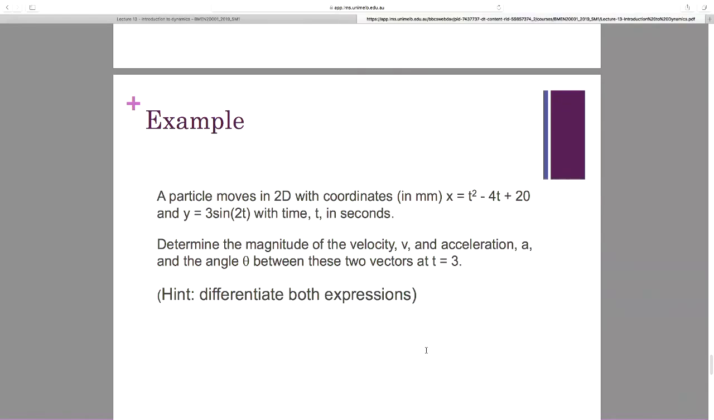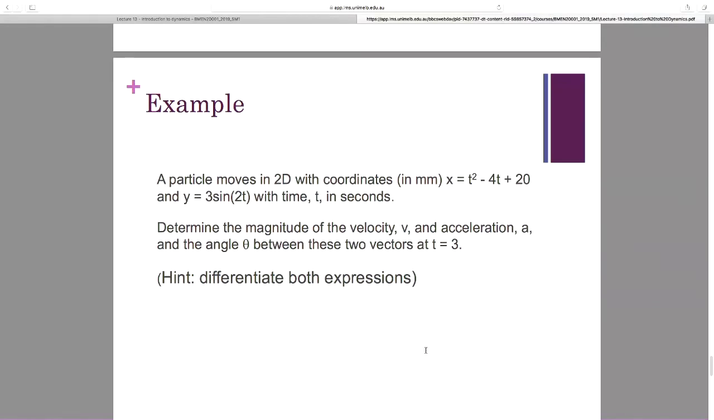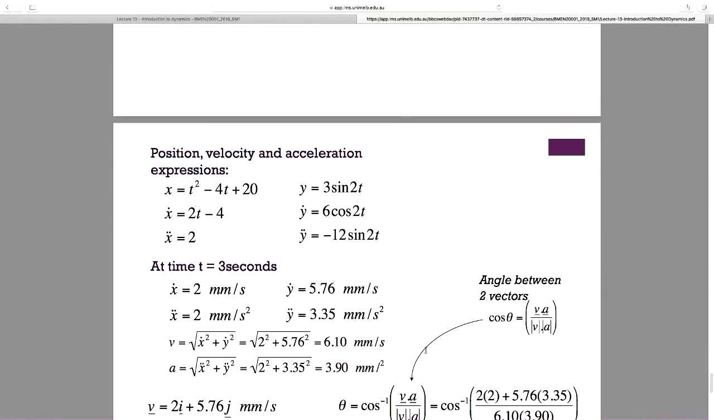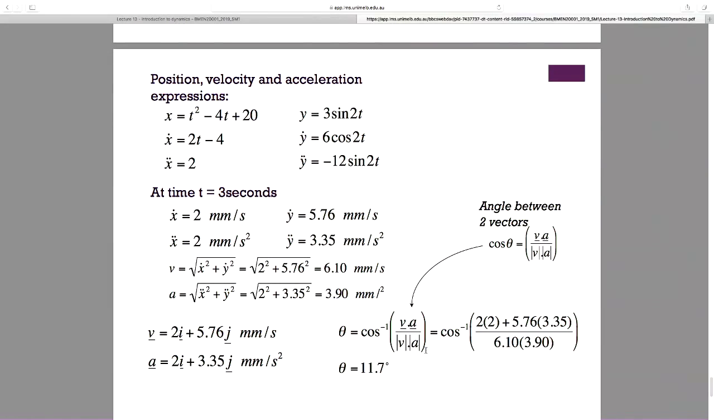So what we do here is just use the fundamental concepts that I've walked through. The position is written in parametric form, where you've got x as a function of t and y as a function of t. Then I take those relationships and differentiate and differentiate. What you see in the next slide is that solution process.